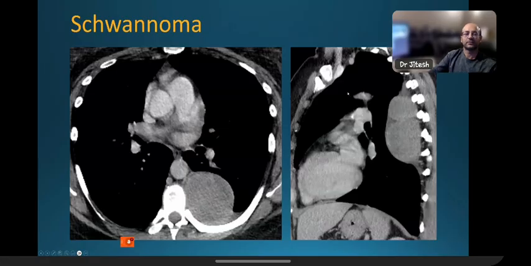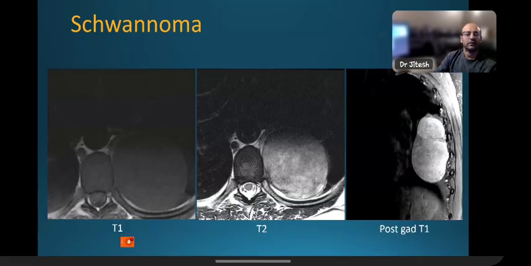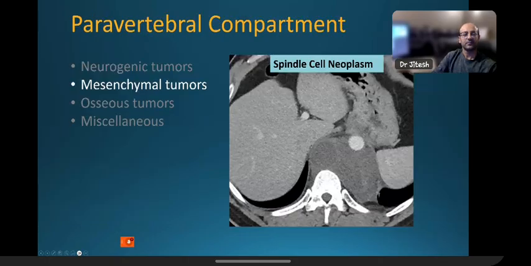So this is a case of a schwannoma in the paravertebral space. It can extend into the neuroforamina and may have a dumbbell-shaped appearance. This is a typical example of a schwannoma, or neurofibroma can look very similar. This is MR in the same patient, hyperintense on T1, hyperintense on T2. It's enhancing with gadolinium.